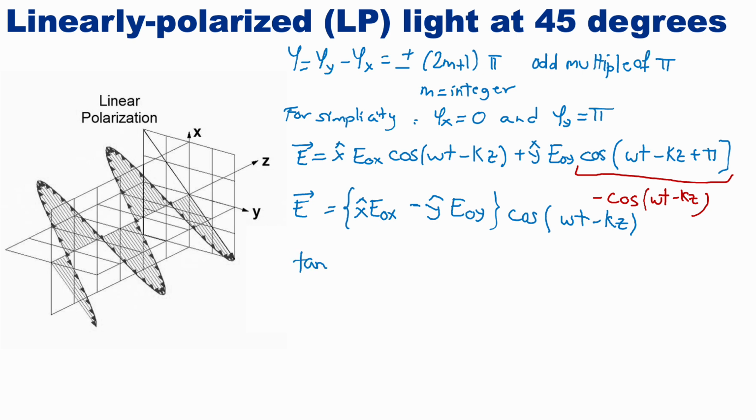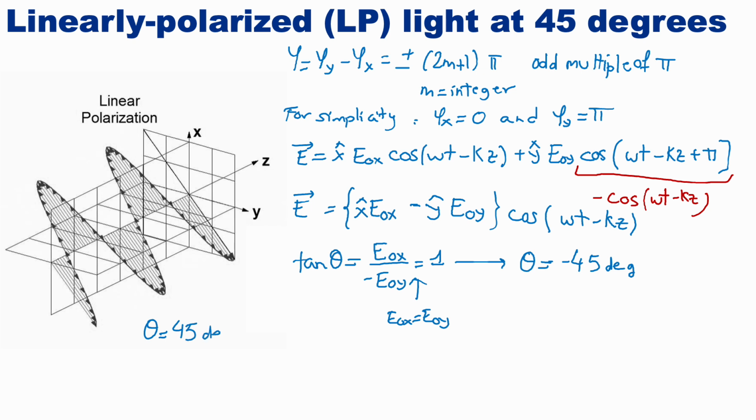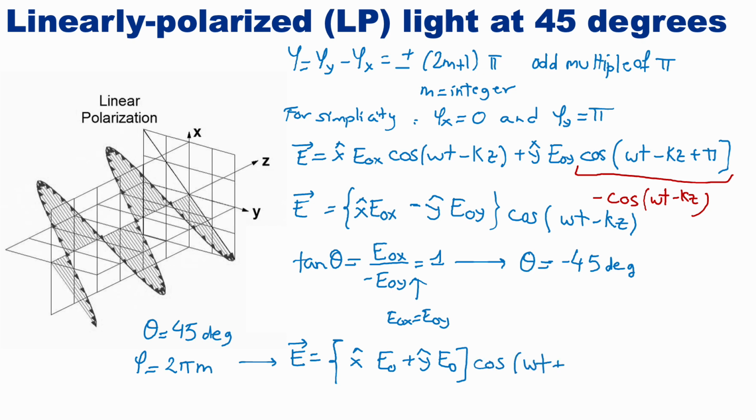So we can define here the tangent to define the angle. The tangent of theta is going to be our x component minus our y component, the amplitudes. And if we assume that both components have the same amplitude, that is going to be equal to 1. So that means that we have here a minus 45 degrees. The other case is when the angle is 45 degrees. That's going to happen when the phase difference is a multiple of 2 pi. And in this case, in our electric field we're going to have the same amplitude for the x and y component, but now instead of having a subtraction, we have a summation of them. Sorry, and this is a minus.